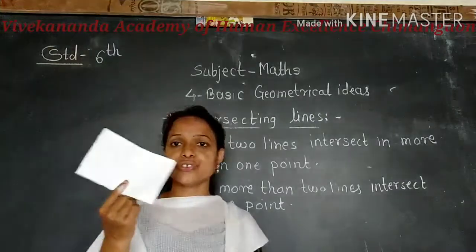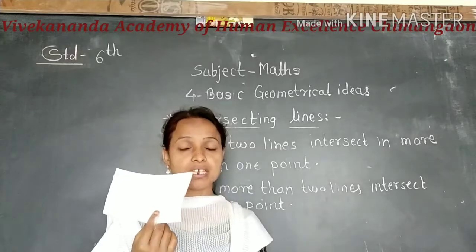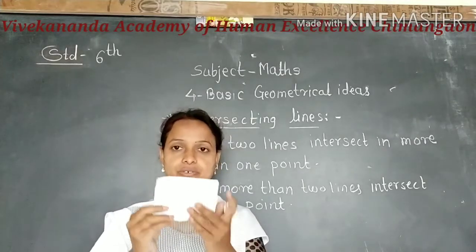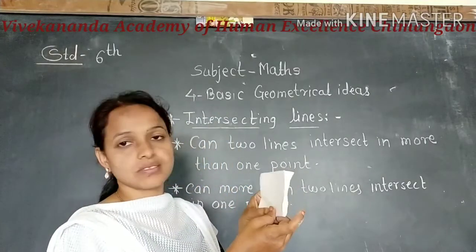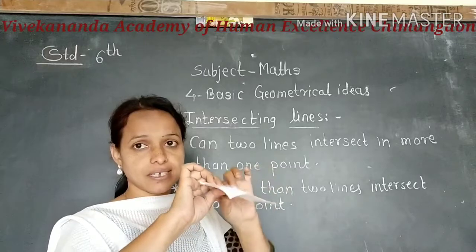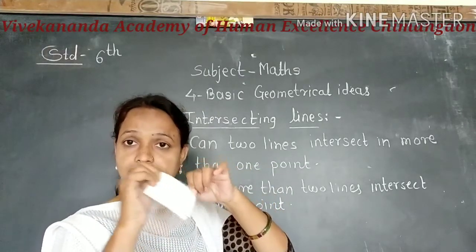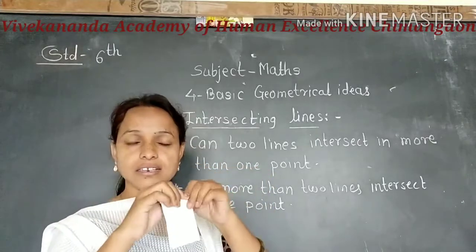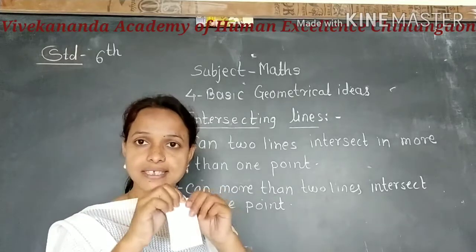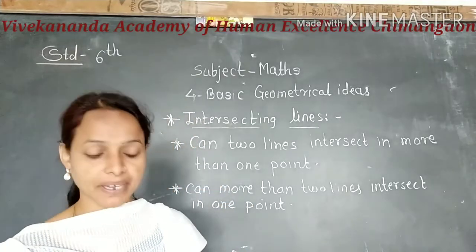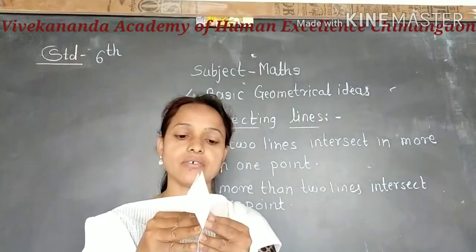See, students, this is a sheet of paper. Now I will make two folds. Here I will make two folds and crease them. This is a sheet of paper and here I make two folds and crease them to represent a pair of intersecting lines. Now I unfold it.